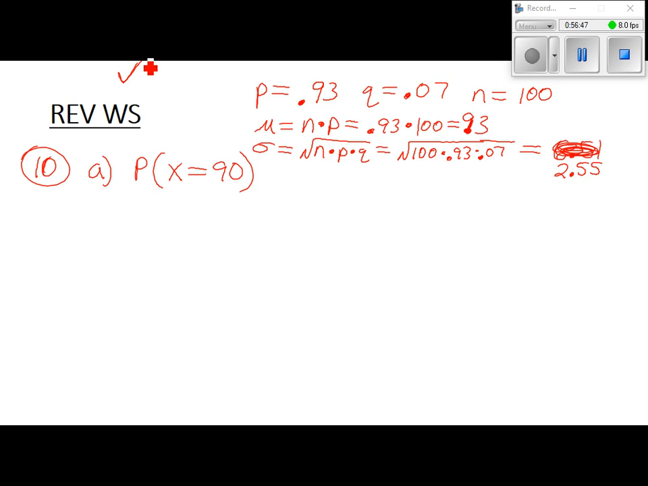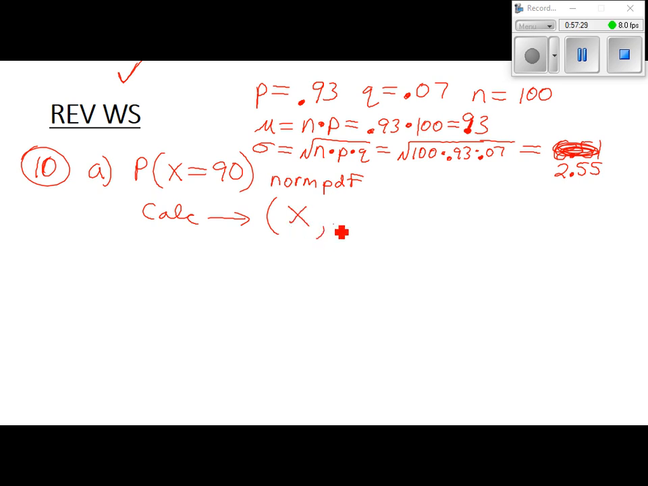So we have all that. Now we're just going to use our calculator. Here you have to be careful because this time we're not finding a high and a low limit. We just have one number, so we're using PDF instead of CDF. What were the things that we had to put into our calculator? Anybody remember? 90. Put in the X that you're finding.